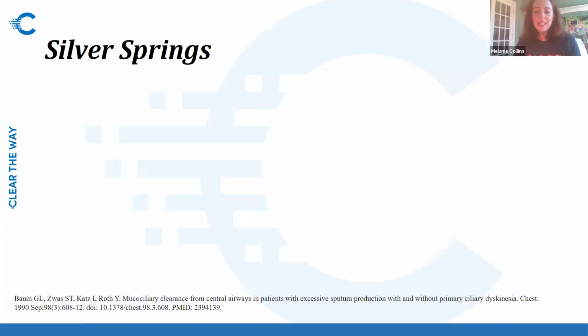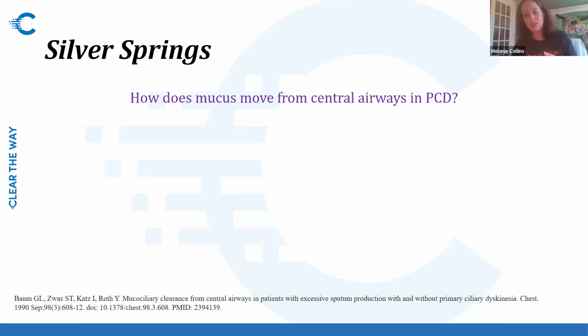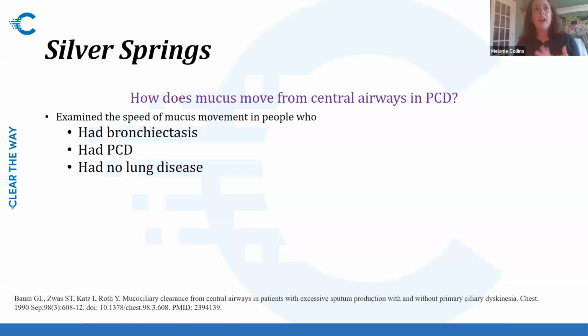So for as many decades as people with PCD have been tortured with time-consuming and complex airway clearance regimens, researchers have examined mucociliary clearance. And one of the first studies in 1990 really looked at how fast mucus moves from the central airway, once it's in the right place to be coughed out. They looked at 3 different patient groups. One had bronchiectasis and did not have PCD. Another group had PCD, and a third group had no lung disease at all.